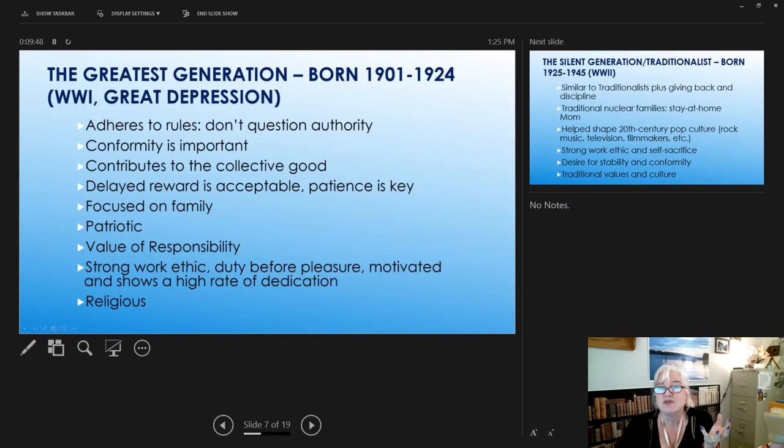Now look at some of the characteristics of the greatest generation. They adhere to a lot of the rules. They don't question authority. The authority is who they are. Conformity is very important, okay? How do you feel about that?